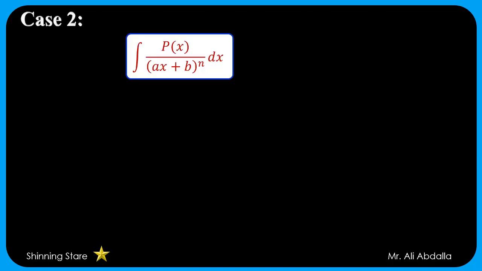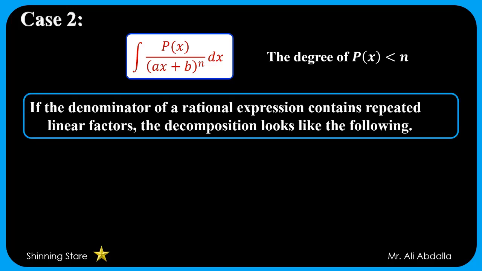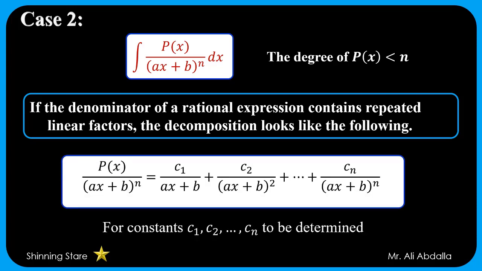If we have an integral like this, the integral of P of x over ax plus b all to the power n with respect to x, and the degree of P of x is less than n. If the denominator of a rational expression contains repeated linear factors, then the decomposition looks like the following. P of x over ax plus b all to the power n equals c1 over ax plus b plus c2 over ax plus b all to the power 2, up to cn over ax plus b all to the power n, for constants c1, c2 and cn to be determined.